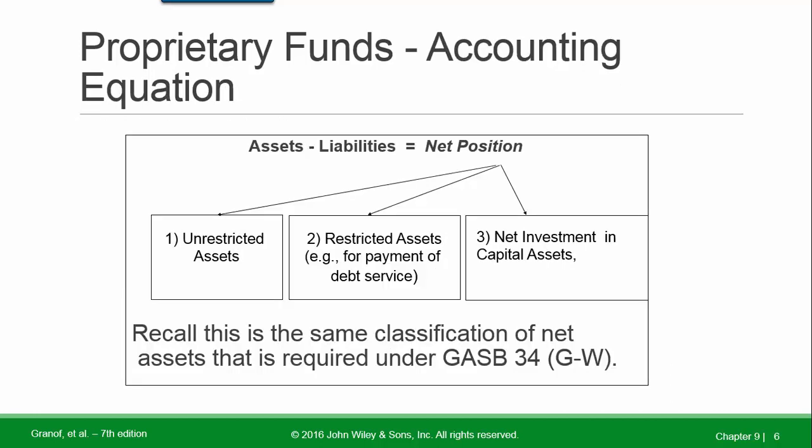Proprietary funds, the accounting equation. We just looked at this. Assets minus liabilities equal net position. And as we saw earlier, the net position is divided into three categories: unrestricted, restricted, and net investment in capital assets. This is the same classification of net assets that is required under GASB Statement 34, the government-wide reporting.